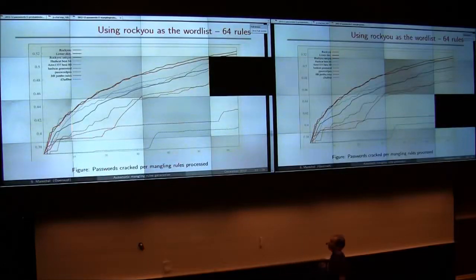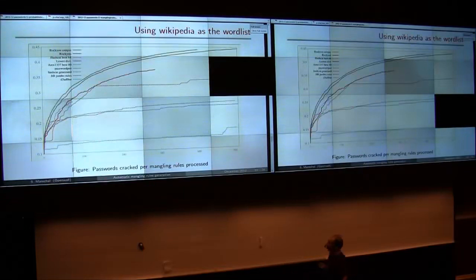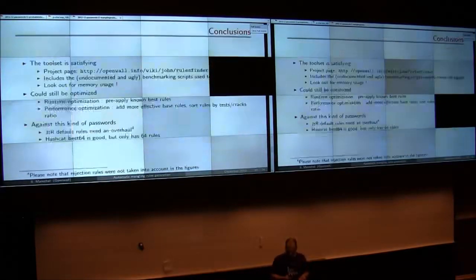And what is also interesting is that when you use Wikipedia as a word list, it's not the same set of rules that wins. Yet, my tools generate rules that are significantly better than other tools. So that is the conclusion. It works fairly well. You just have to download it and you can try it. You can add your own rules, and I would be very interested in pull requests that have excellent rules.